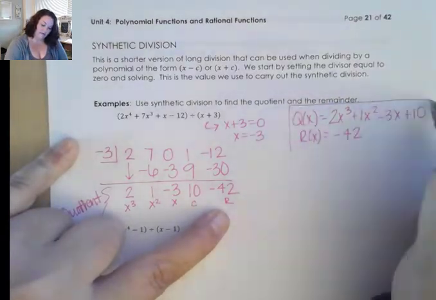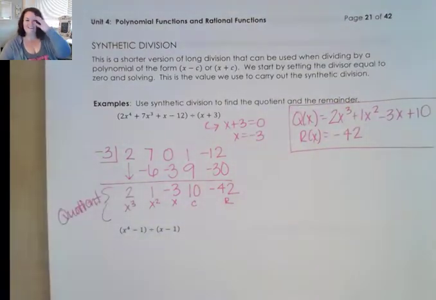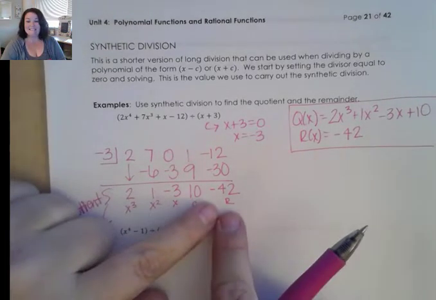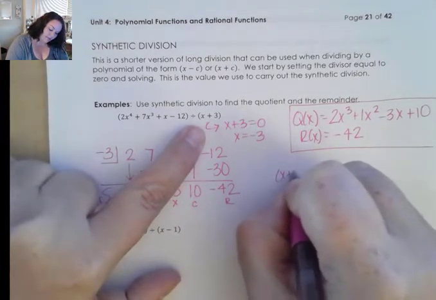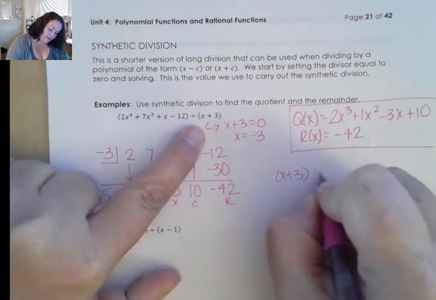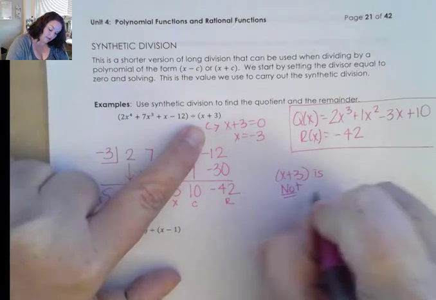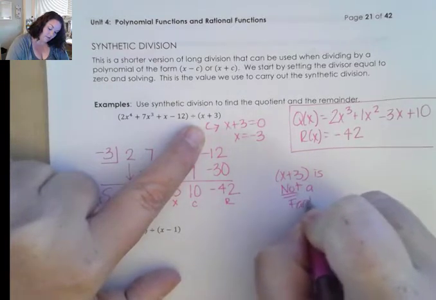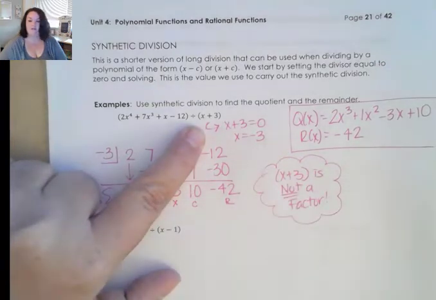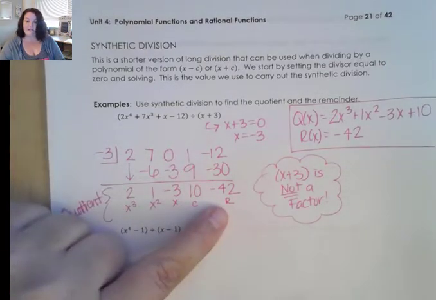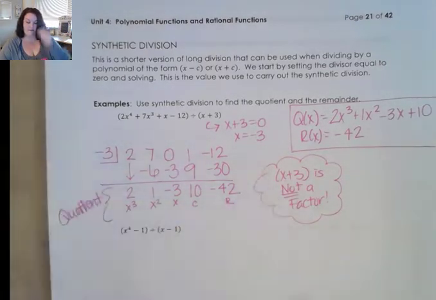Okay? So a little bit easier than long division. And because this did not give us a 0 remainder, that tells me that x plus 3 is not a factor. And I know it didn't ask us to find that, but I just want y'all to make that connection. Okay, it did not go in evenly, so it is not a factor.